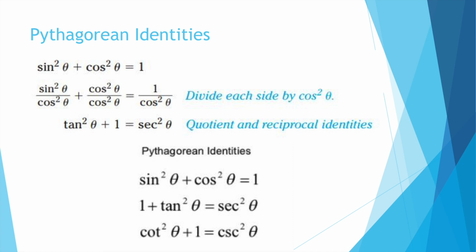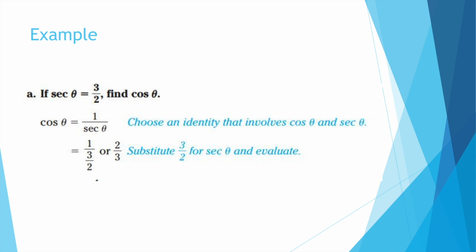And conversely, you can get the other identity, that of cotangent squared theta plus 1 is equal to cosecant squared of theta. You get that by dividing the original identity by sine squared theta all across the board. And you can try that yourself and see if it works out. So here we have an easy example of a reciprocal function.